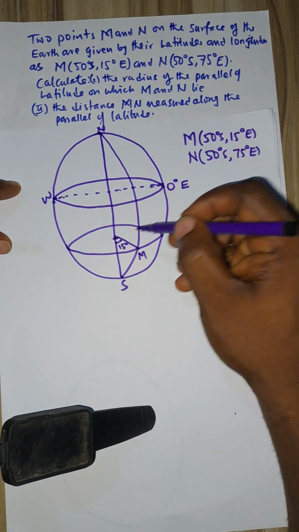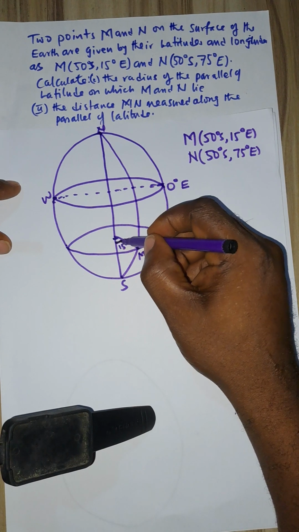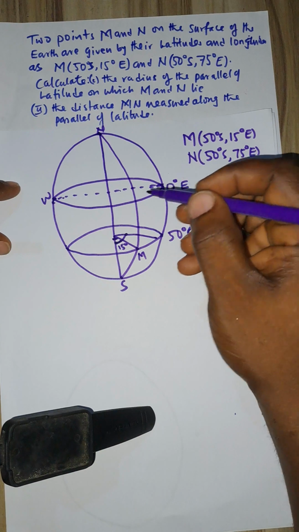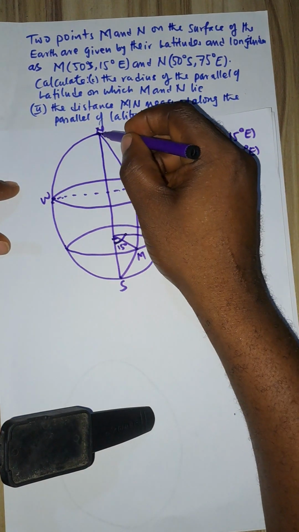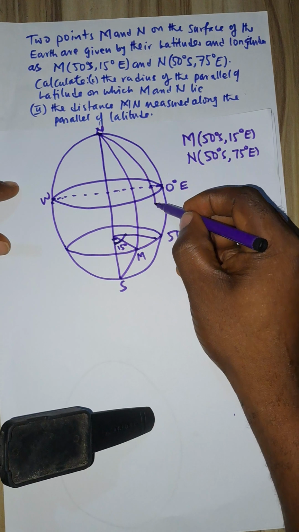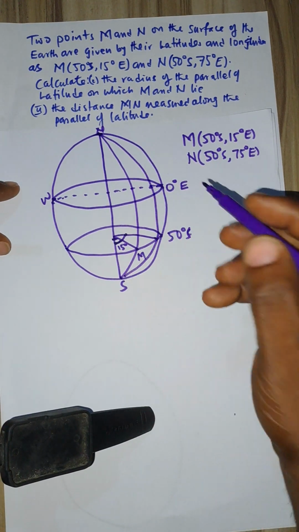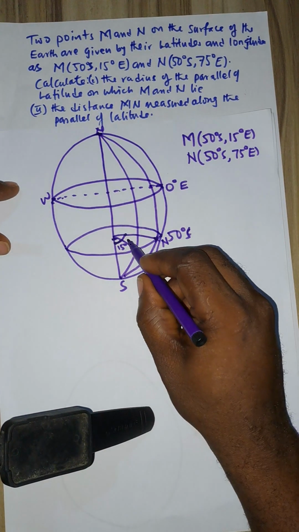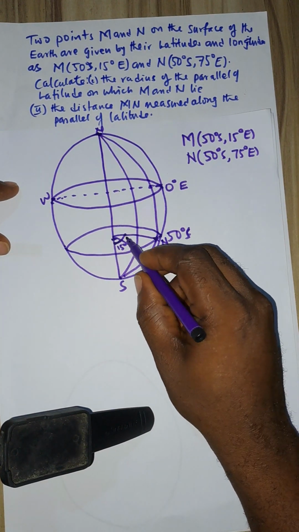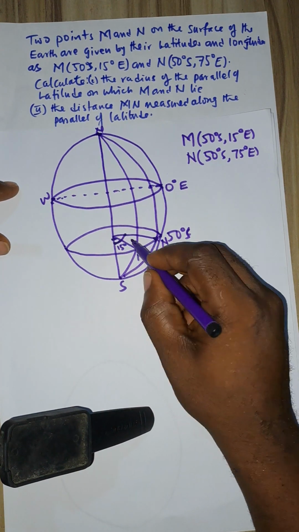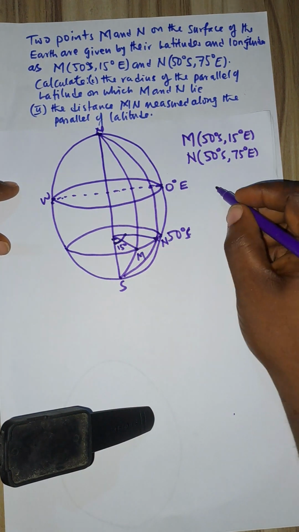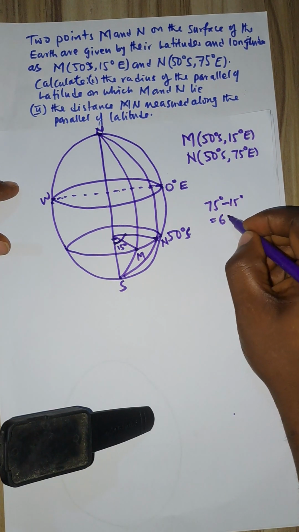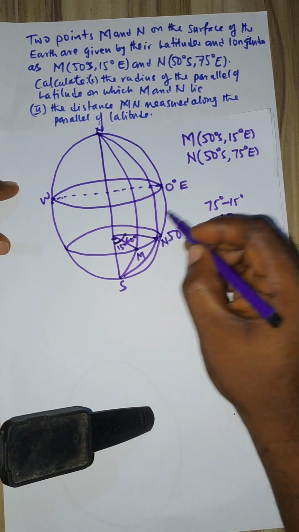Now N is 75, so this is 15, and 75 is somewhere there. So this point will be, okay, this is N. Of course the angle subtended here by this little space is 75 degrees minus 15 degrees. That is 60 degrees. So this is 60 degrees.